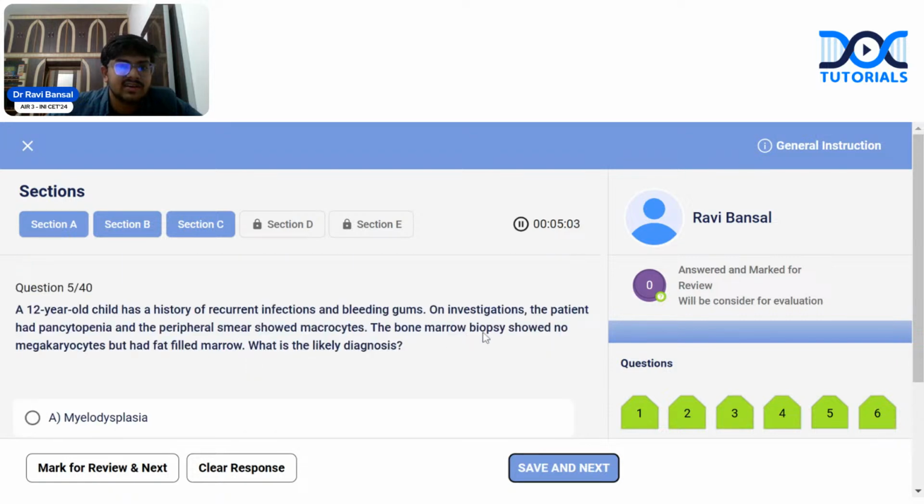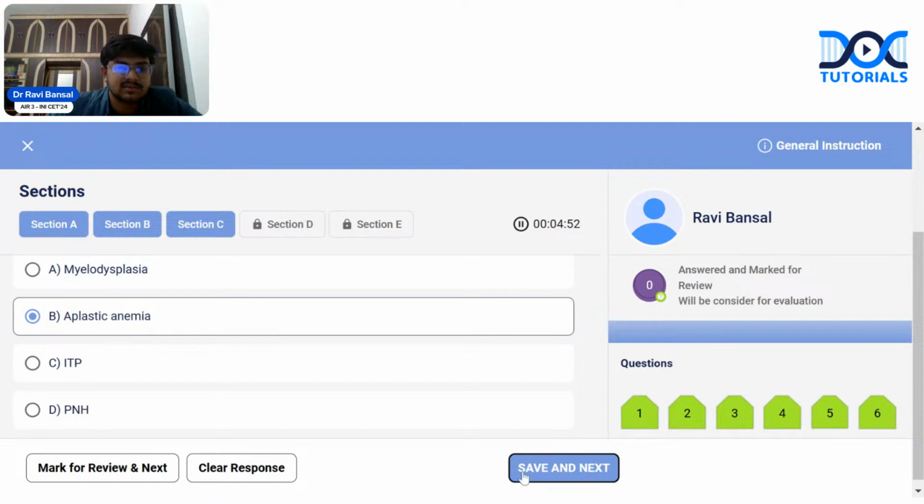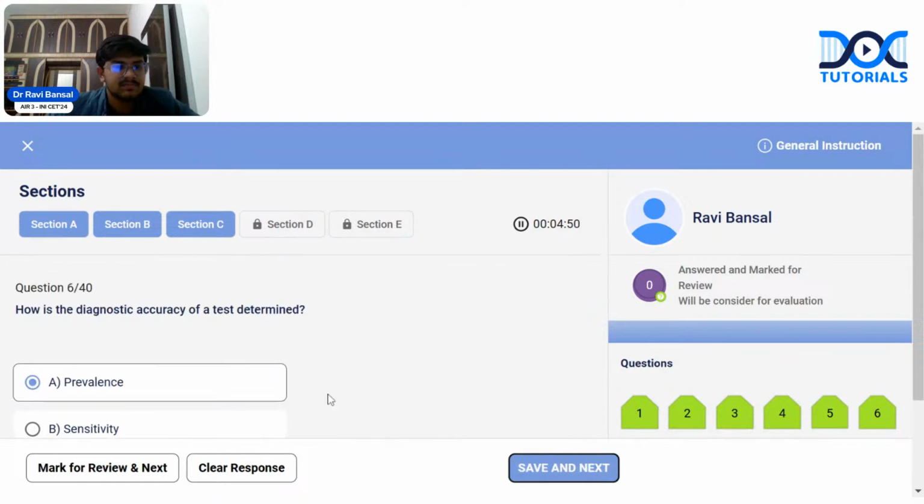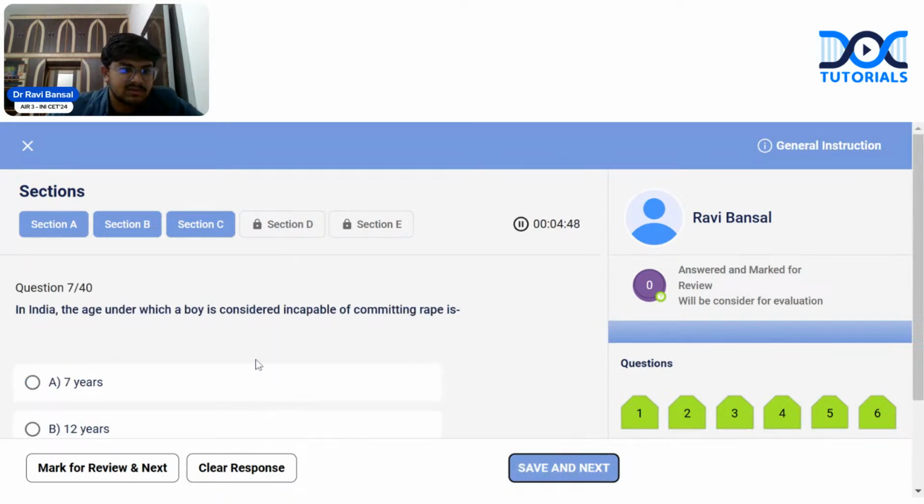There is a child with recurrent infection, pancytopenia, and macrocytes. Bone marrow shows no megakaryocyte, but fat-filled marrow. So fat-filled marrow gives the diagnosis of aplastic anemia. So we have seen this question.